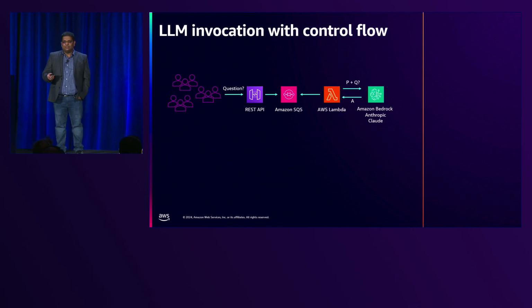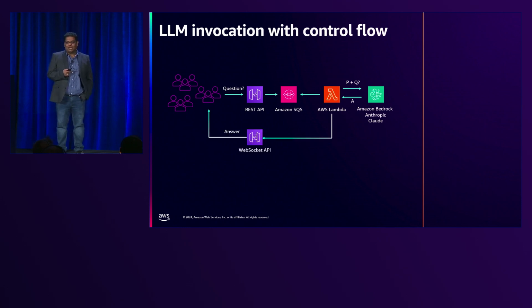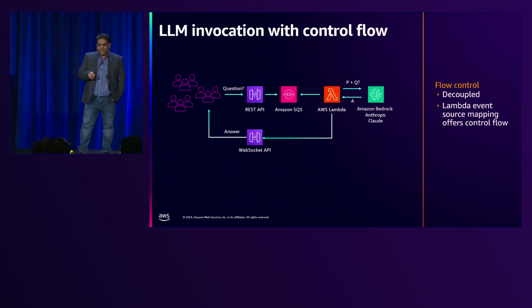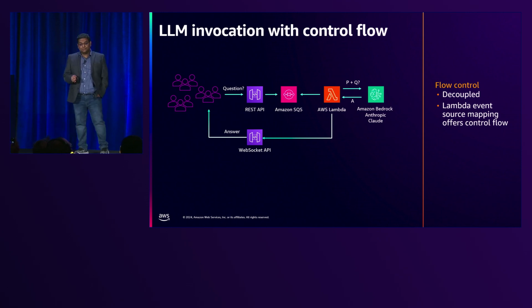And once the response is received, now that we have broken the synchronicity of the entire setup, there should be a way to send the response back to the client. And it has to be done via something like API Gateway WebSockets or IoT Core or any other mechanism that can asynchronously send responses back to the client. What you gain out of this is a decoupled architecture, which is highly scalable.